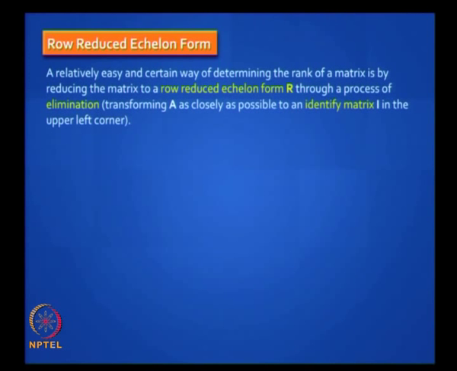So how do you capture the rank of a matrix? So there is a beautiful technique, you have studied this, your MATLAB will do this easily, it is called the row reduced echelon form. A relatively easy way of determining the rank of a matrix is by reducing the matrix to its form R through a process of elimination. You are familiar with this, huh?